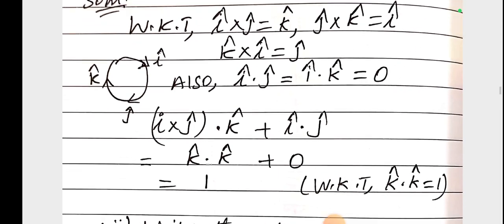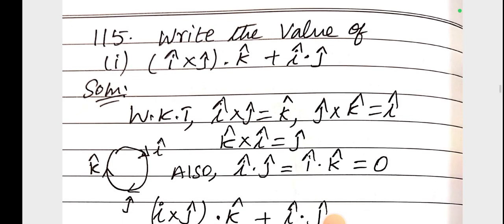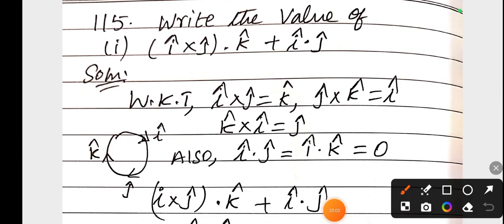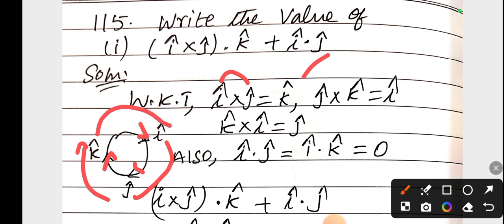So again we are talking about I cross J cross K, but once again we will see this type of question. I cap cross J cap is K cap. See this direction: I, J, K. I cross J is K, J cross K is I cap, K cross I is J cap. Reverse: J cross I, they ask, is minus K cap. K cross J is minus I cap. I cross K is minus J cap.